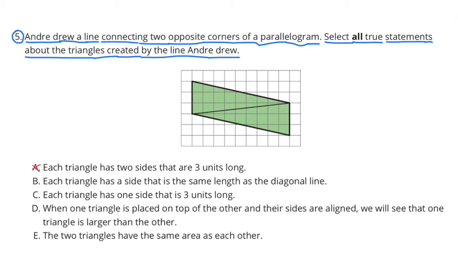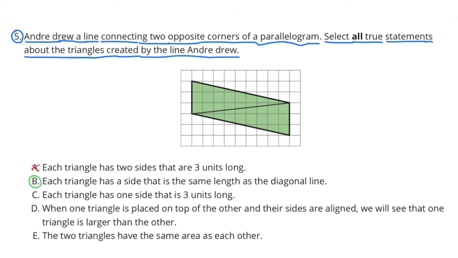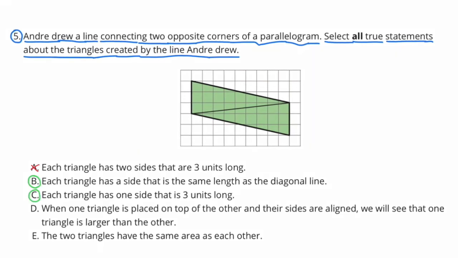B. Each triangle has a side that is the same length as the diagonal line. True. C. Each triangle has one side that is 3 units long. That's true.